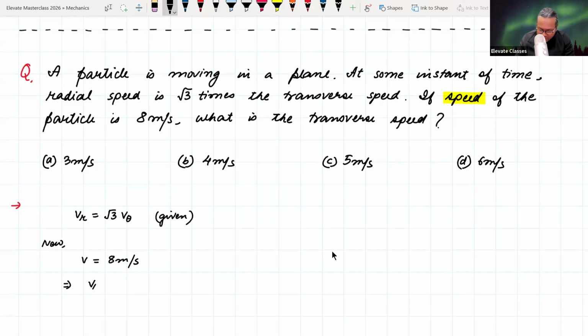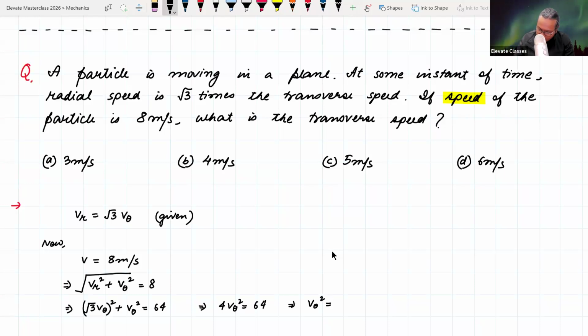So speed is written as square root of VR square plus v theta square is equal to 8. So this becomes VR is root 3 v theta, so 3 v theta square plus v theta square is equal to 64. Therefore, 3 plus 1, 4 v theta square is equal to 64. So v theta square is equal to 16. Therefore, v theta is equal to 4 meter per second. That's it. Done. Very simple. Option number B is the correct answer.